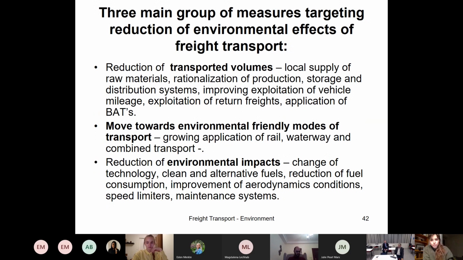The three directions, as we mentioned before: one is the reduction of transport volumes, transport flows, still a current question. The second is the move to environmentally friendly modes of transport: rail, waterway, combined transport. And the third is, as we already mentioned, the reduction of environmental impacts based on technical, technological, and other design solutions, measurements.